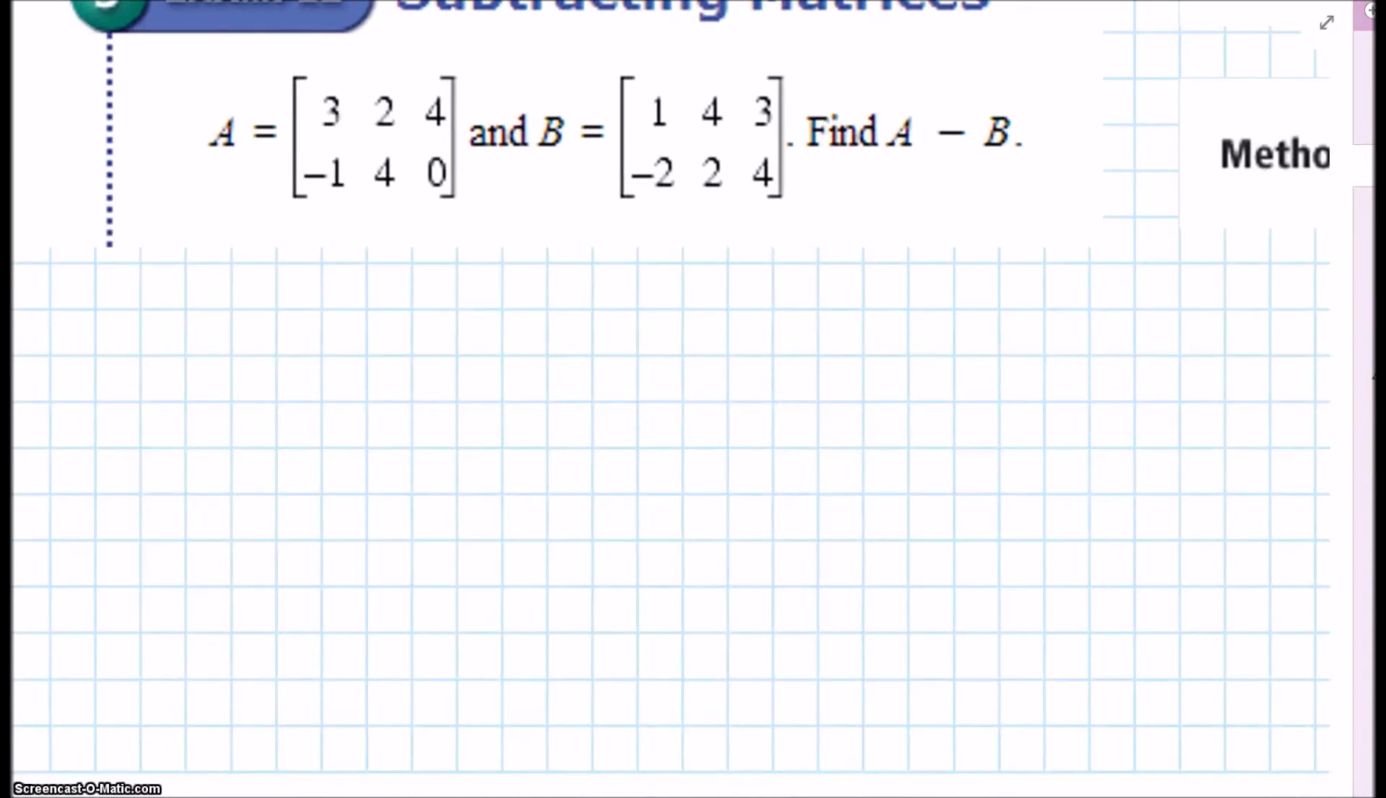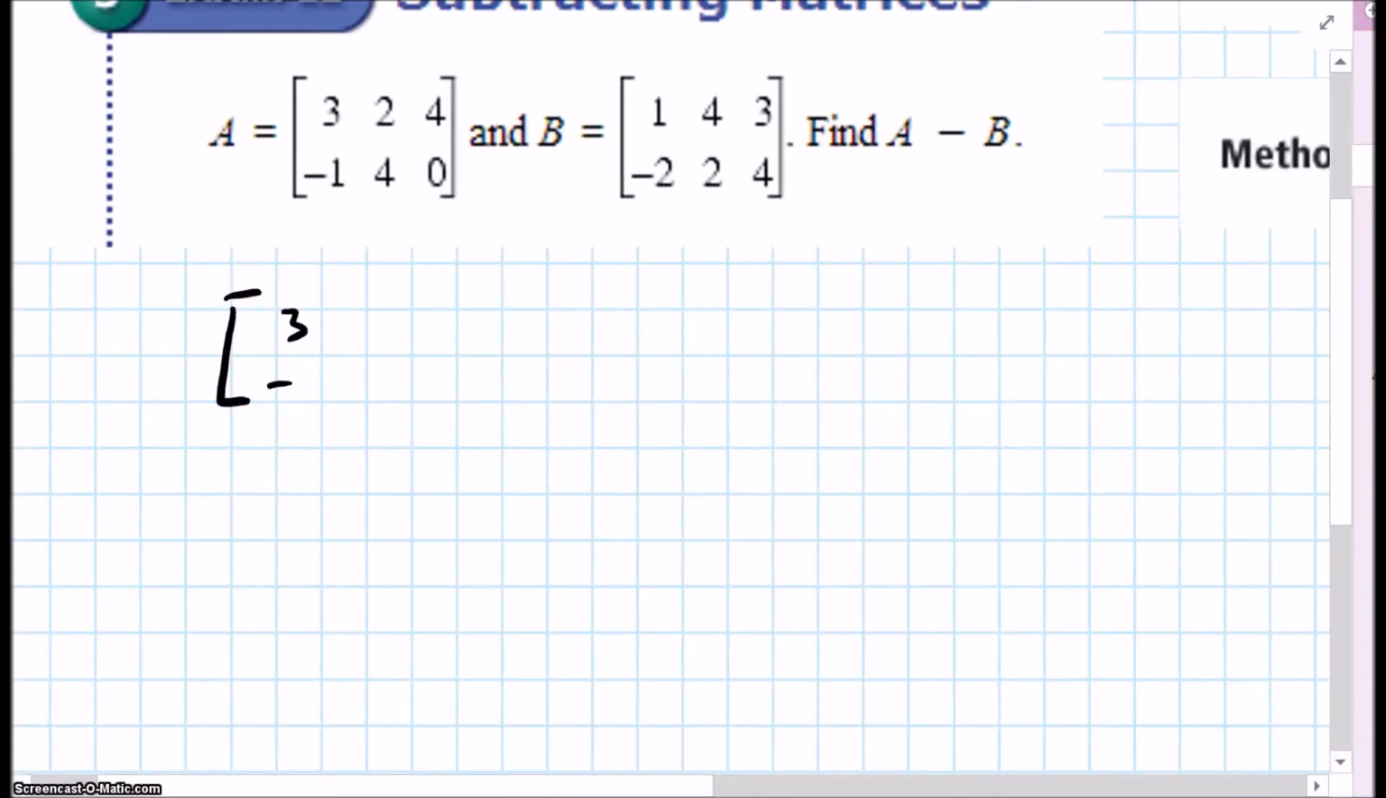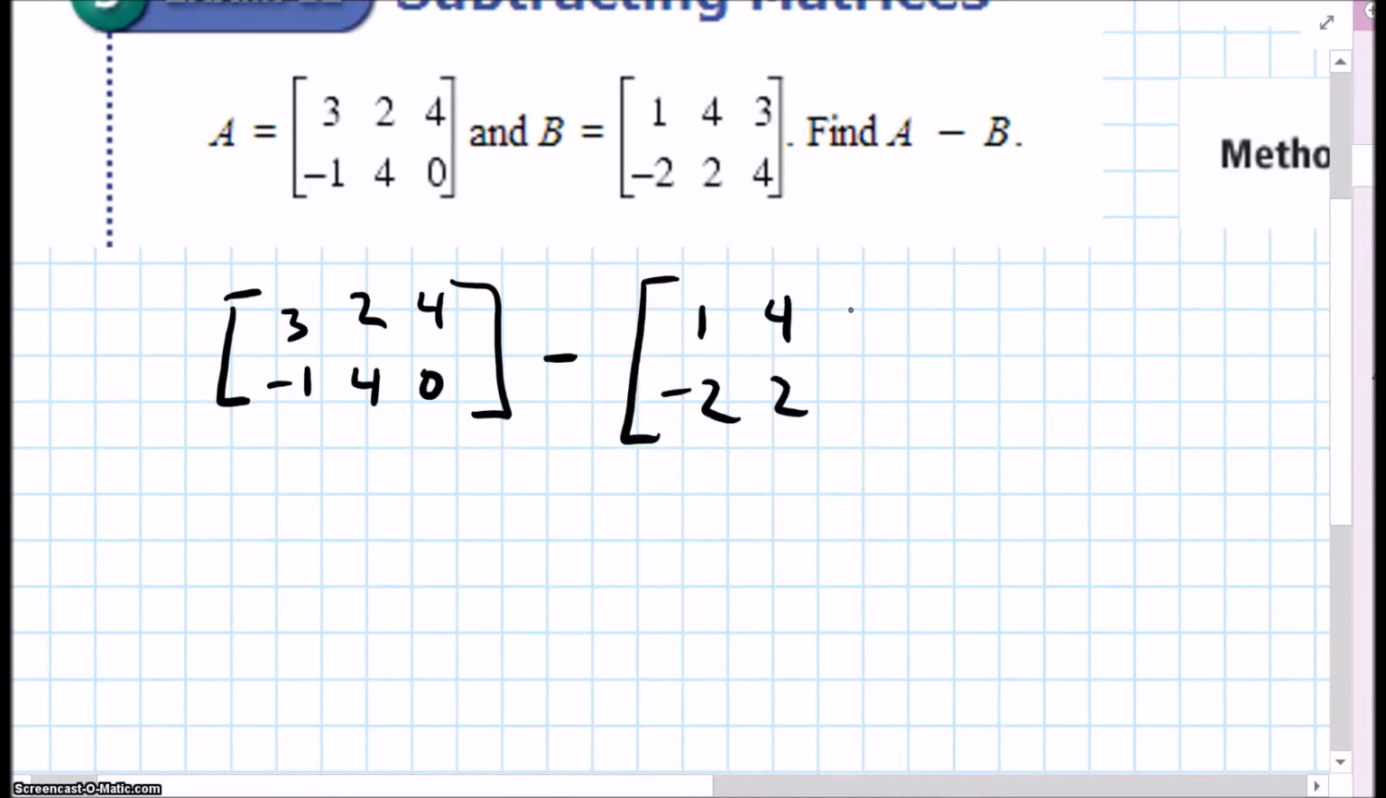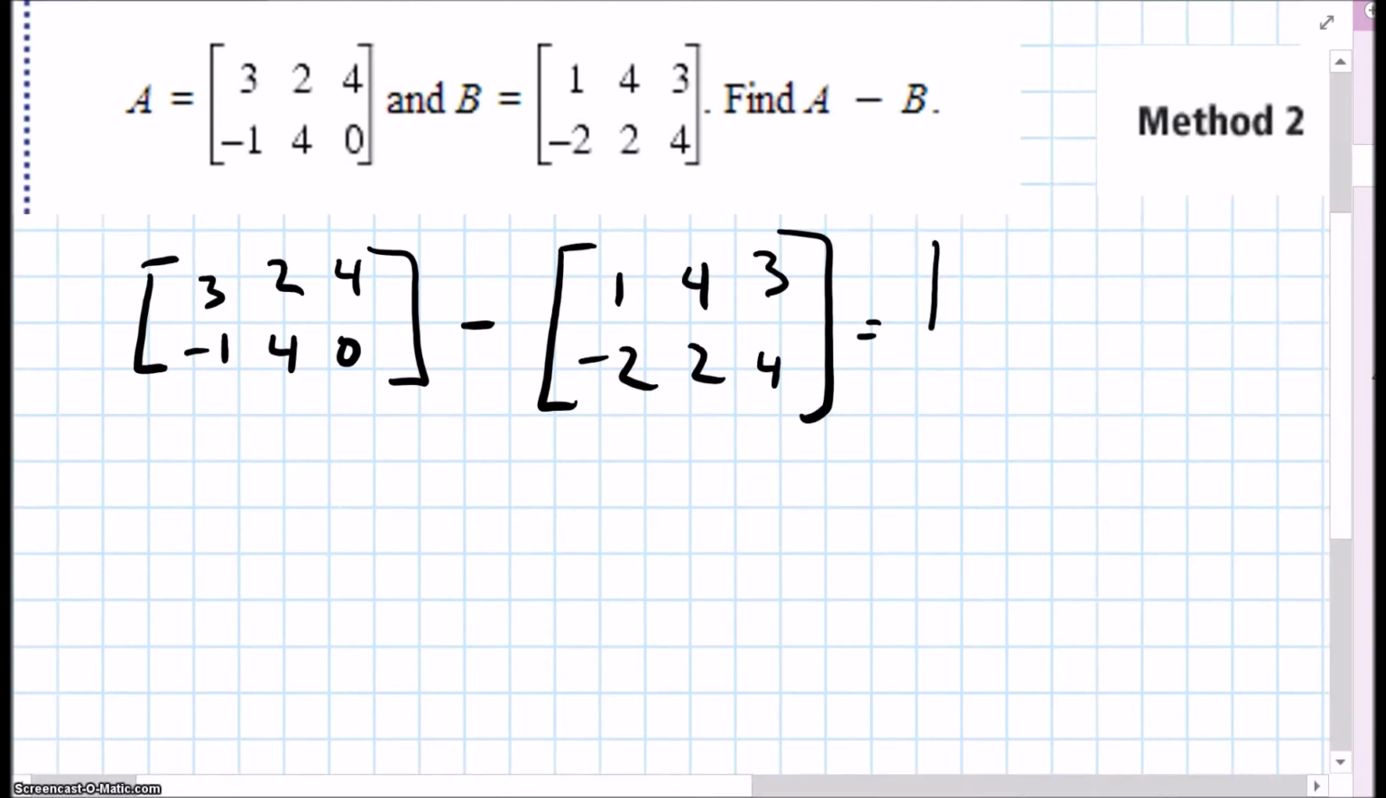So I have two matrices. I have matrix A, and it is 3, -1, 2, 4, 4, 0, minus matrix B, 1, -2, 4, 2, 3, 4. Okay, the way I think of it, I'll show you the way I do it first, and I'll show you the way the book shows you can do it. And whichever way works for you is the right way.